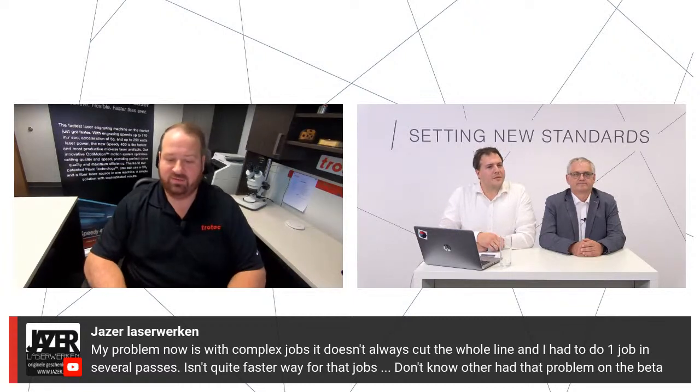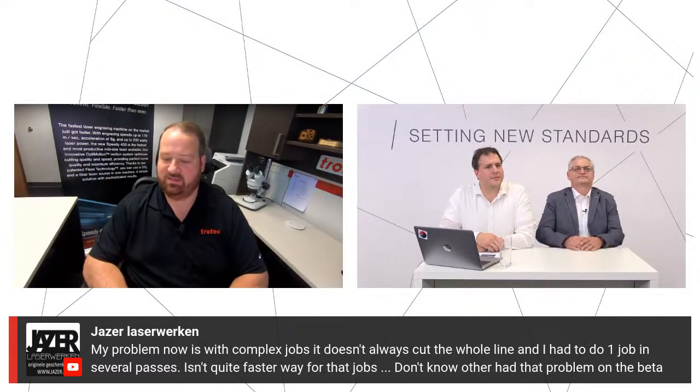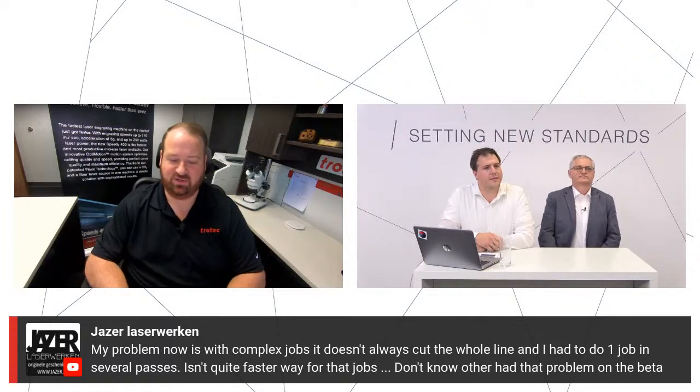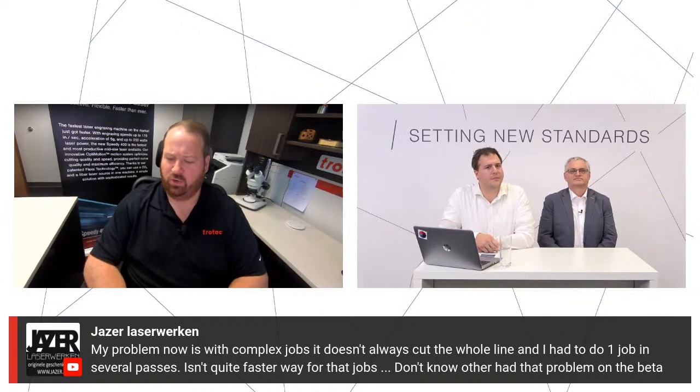All right, my problem now is the complex jobs. It doesn't always cut the entire line. I had to do one job in several passes. Isn't there a quicker way for that? I don't know. On the other hand, how is the problem on the beta?